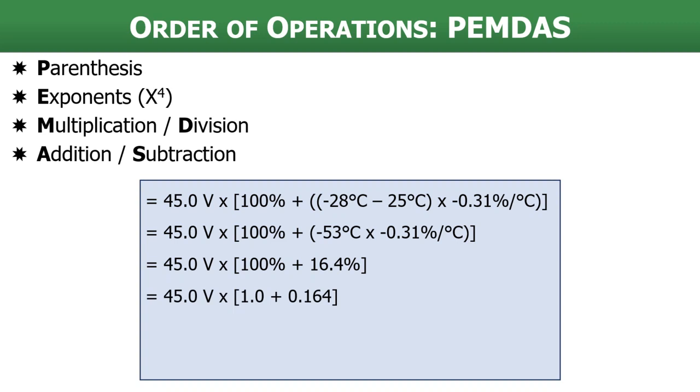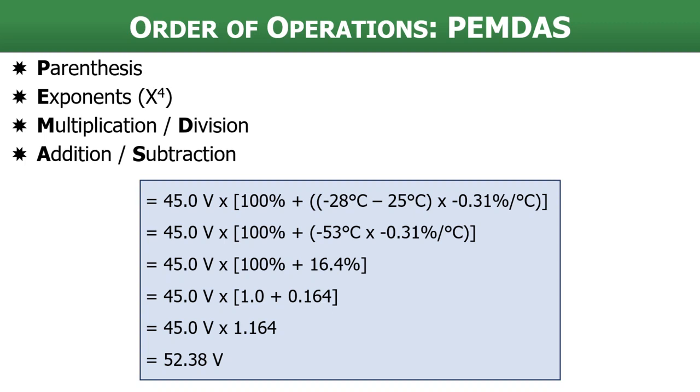First we need to convert this to a decimal, and we're going to talk more about that in a minute. And we get 1.164, and we're going to multiply that by 45, and that's going to give us our final voltage. So this is increased voltage for temperature below standard test conditions.